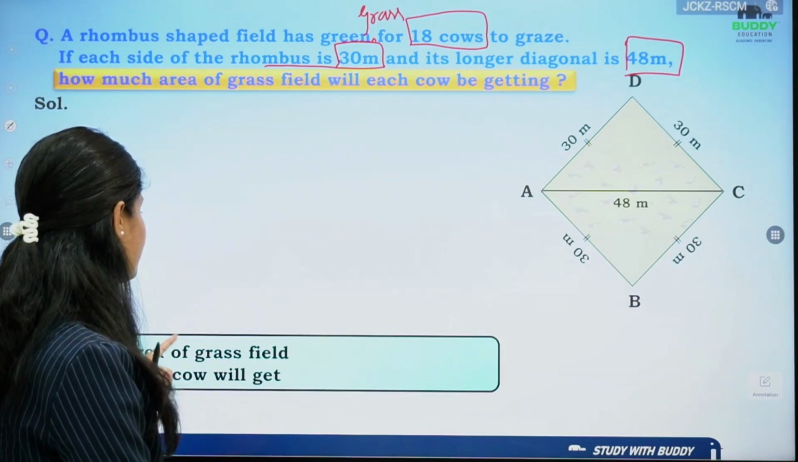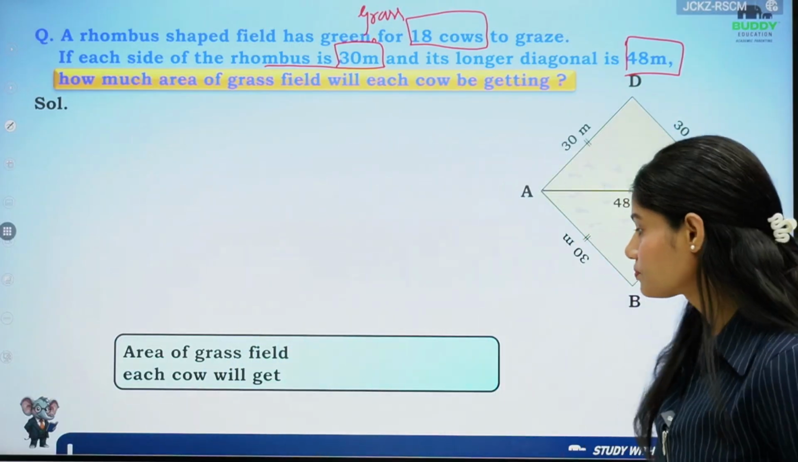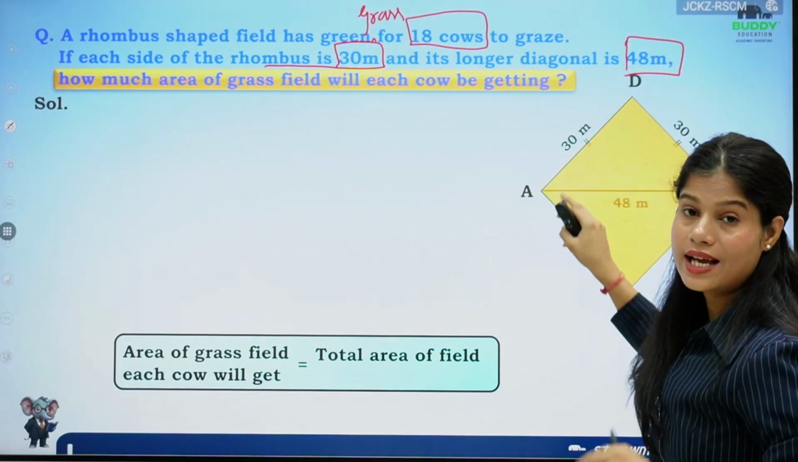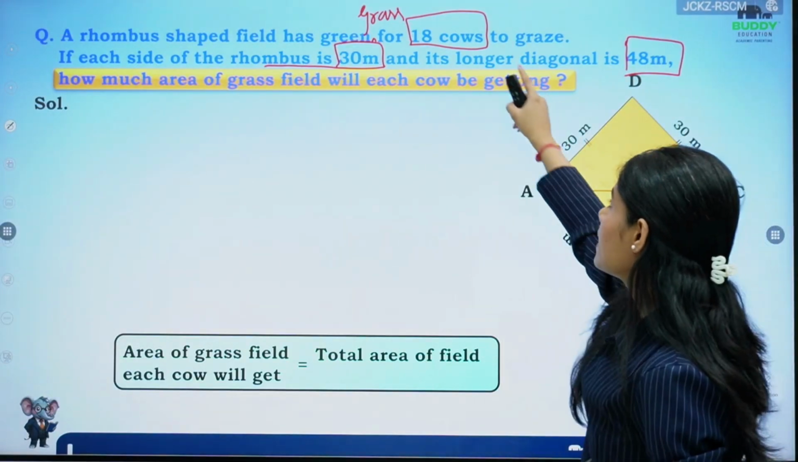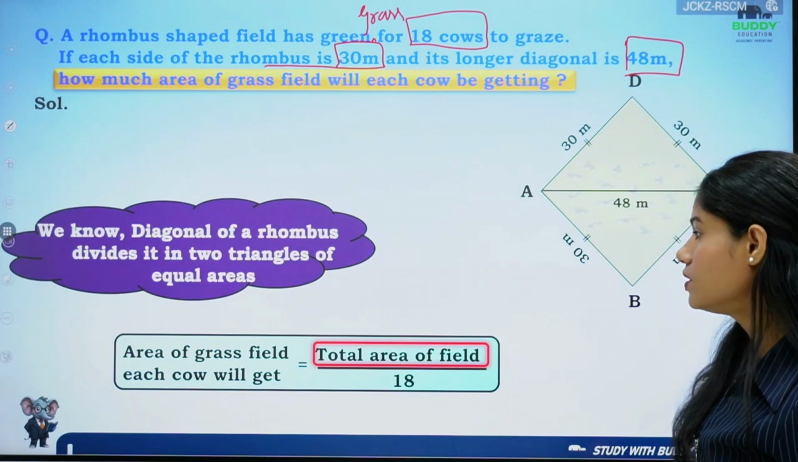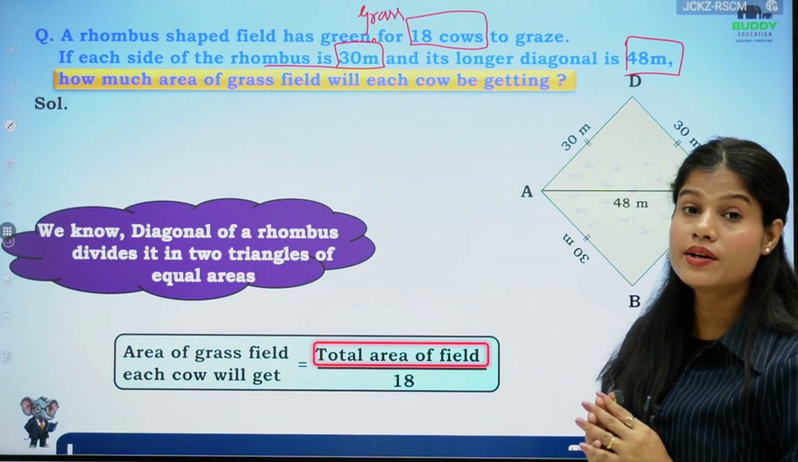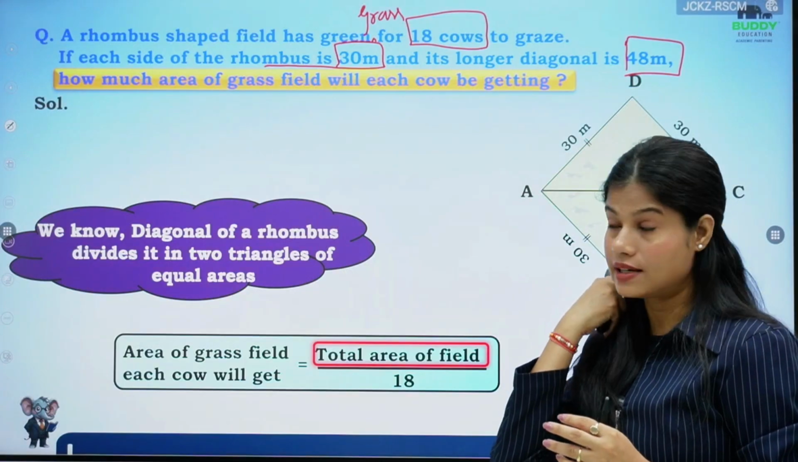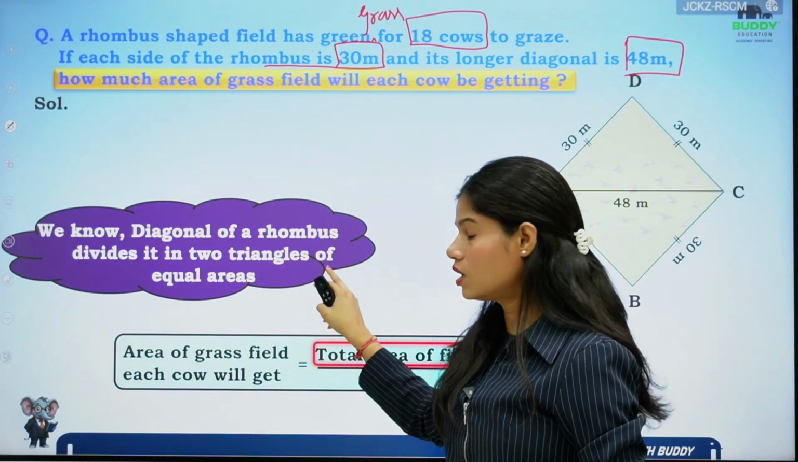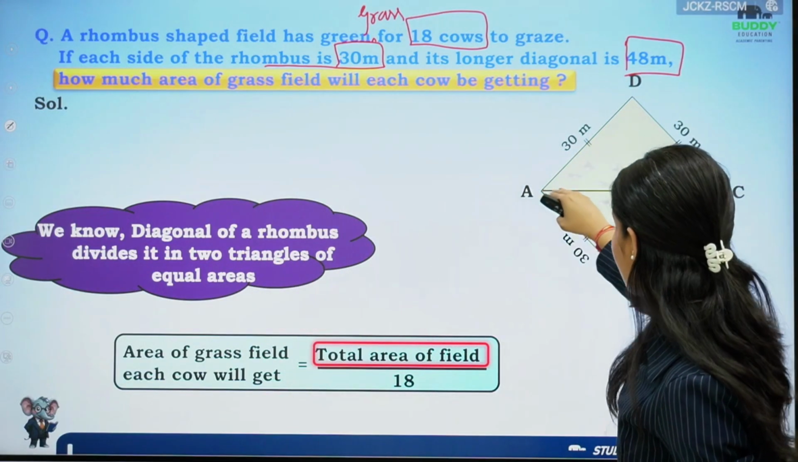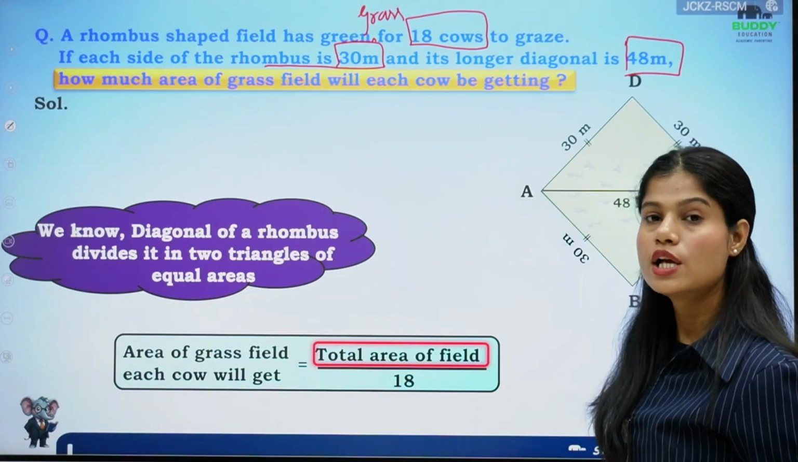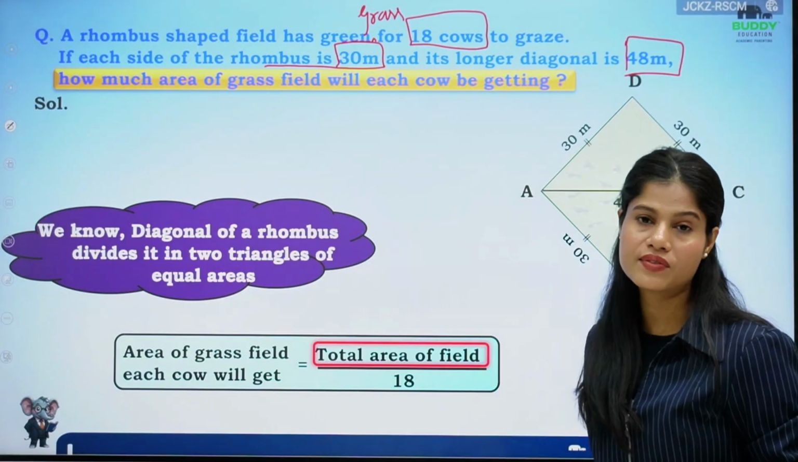Now we know that if we want to find the area of the grass that each cow is going to get, we first have to find the total area, and then divide it by 18, because there are in total 18 cows. So first we will find the area of the total field and then divide it by 18. Now we have one more piece of information about the rhombus diagonal: the diagonal of the rhombus divides it into triangles of equal area. Meaning if I have drawn this diagonal, then the area of the upper part and the lower part is equal. So even if we get it for one, we'll double it and get the total area.